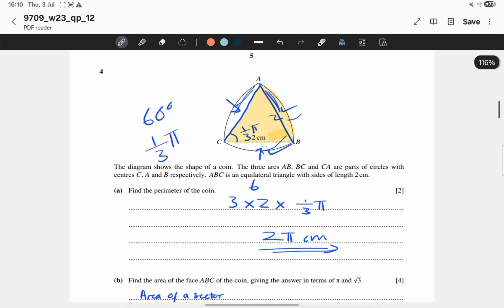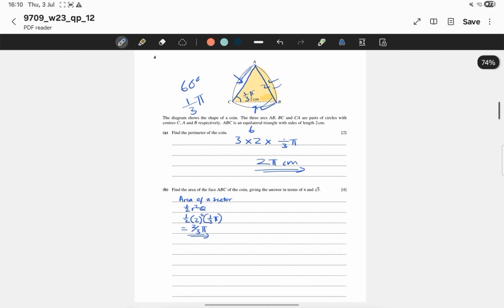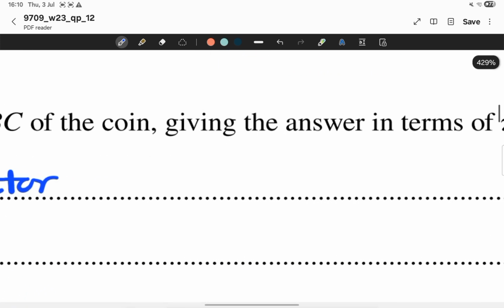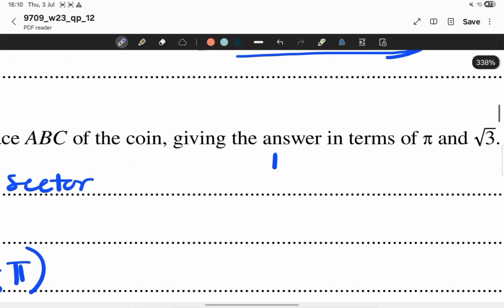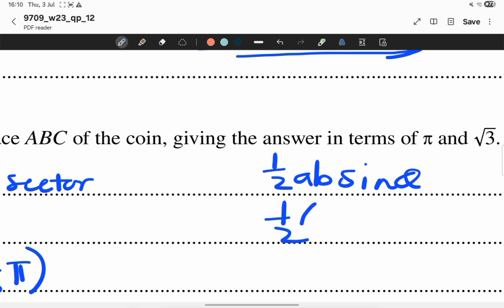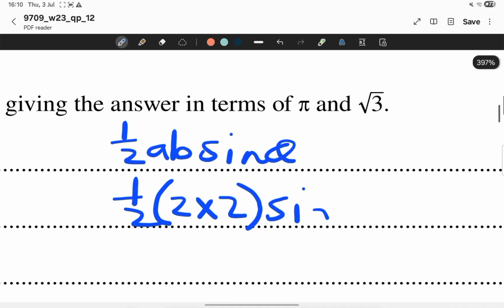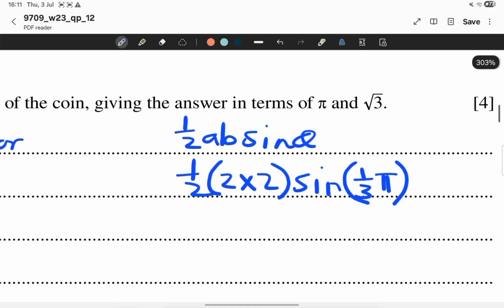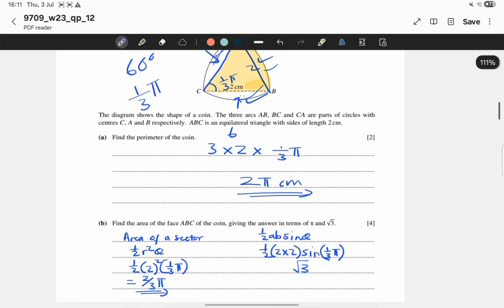Then the area of this part that I'm shading in blue, we are going to say area of a sector minus area of that triangle. So the area for that triangle is half AB sine theta, which is half, A and B, that's 2 times 2 sine a third pi. Make sure your calculator is in radians, and punching this in, you get √3, right?